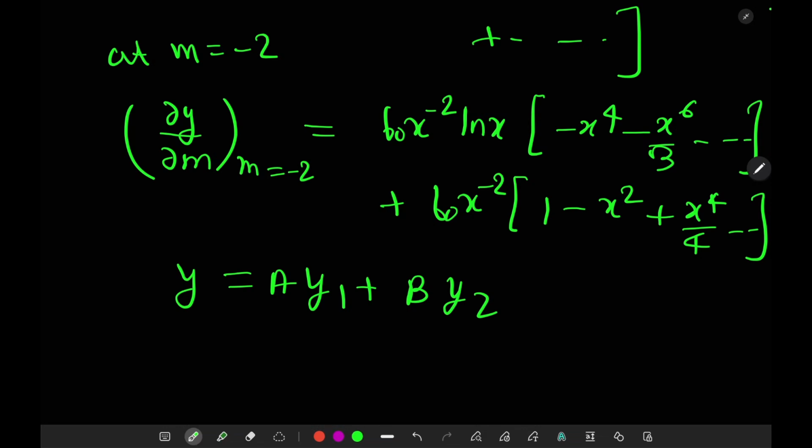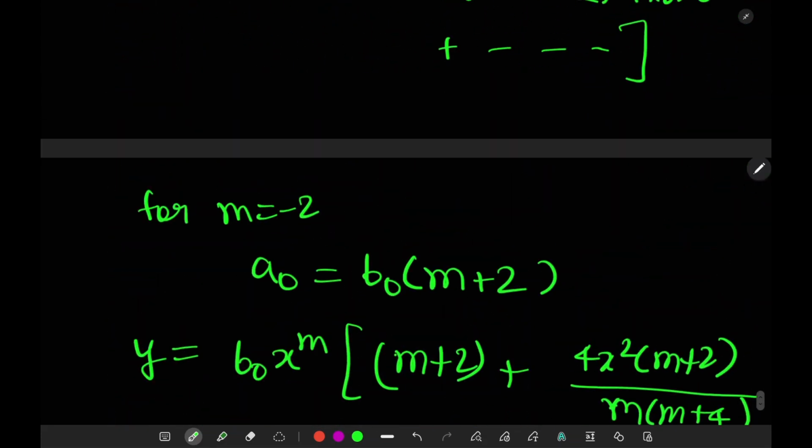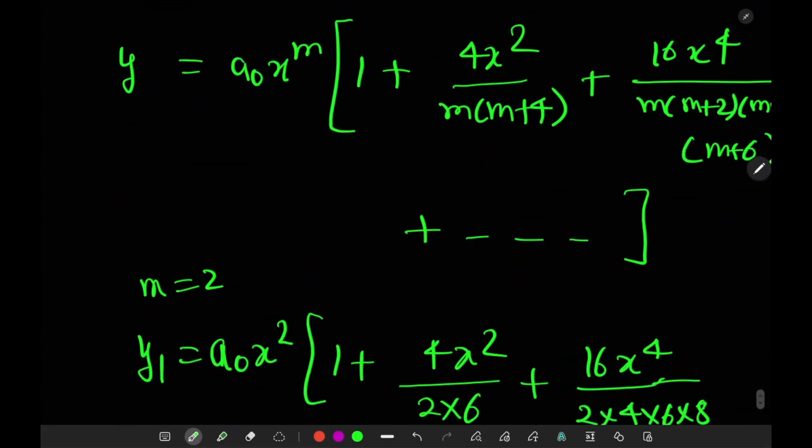We put the value of this, and this y2 is del y over del m at m is equal to minus 2, and this is m equal to plus 2.